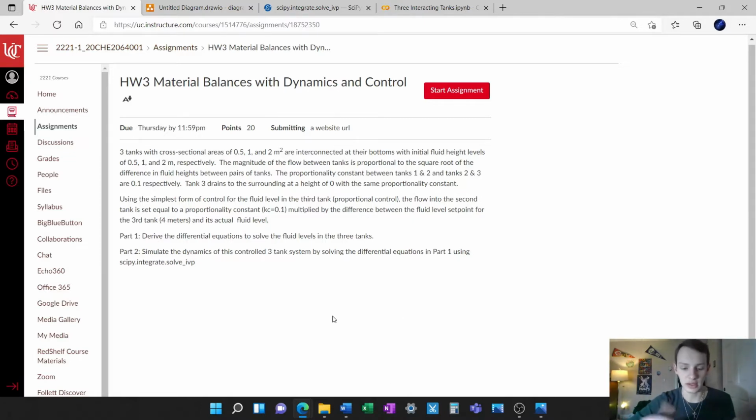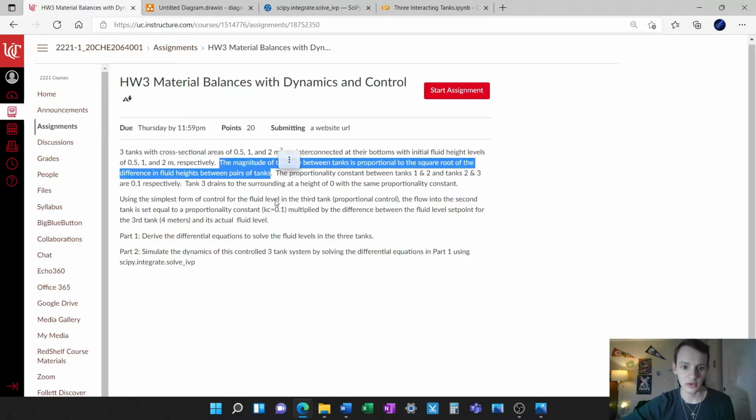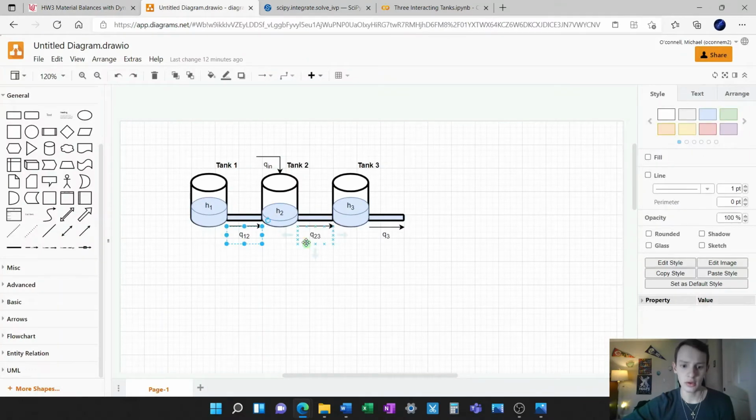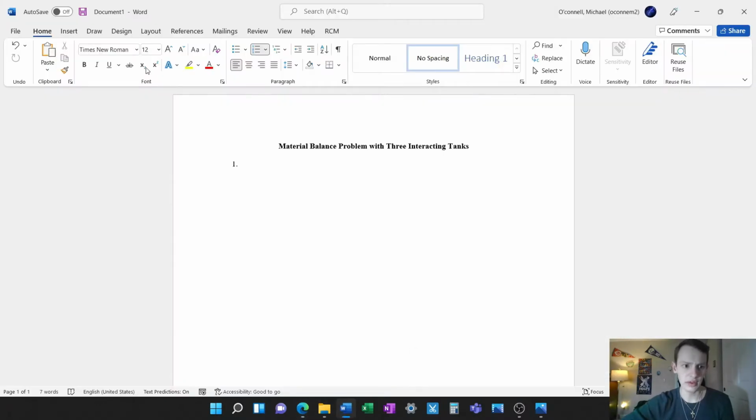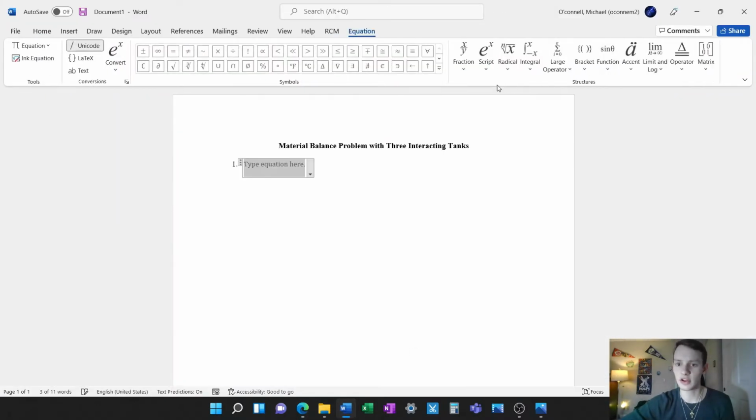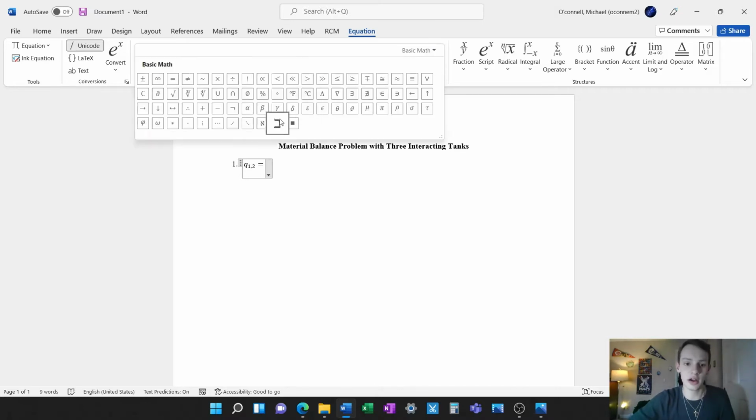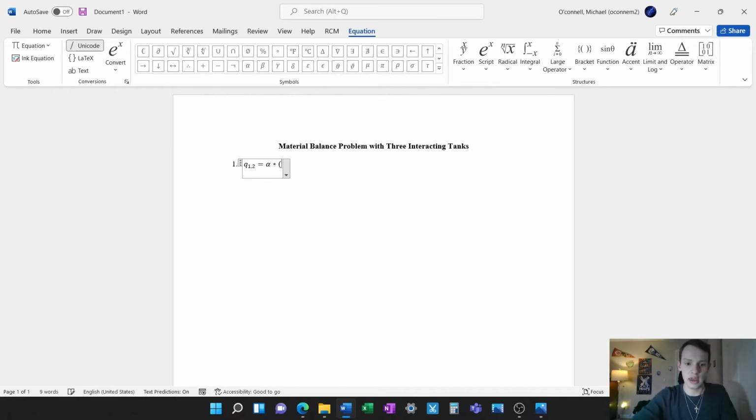So let's call that proportionality constant alpha, just to keep things simple and start with the first letter of the Greek alphabet. And then we are going to use this to guide our thinking to model Q12, Q23, and Q3. So let's start in this Word document that I tried to prep a little bit for this. So Q12, what is that going to look like? Well, as I said before, we have our constant alpha in front, and that's a proportionality constant, which means it's going to be multiplied. And then we have the difference in heights.